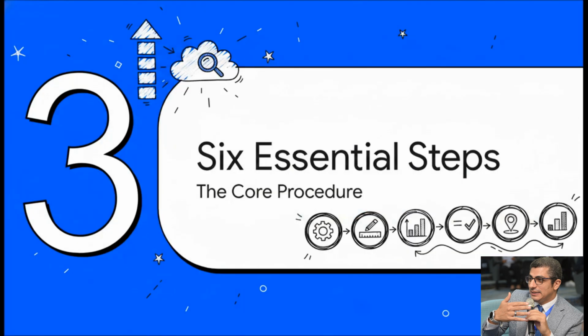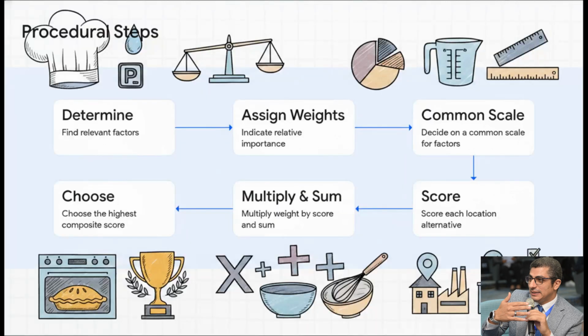Section 3. The 6 essential steps. Here's the core theory that is for sure going to be on your final exam. The 6 procedural steps. I want you to treat these 6 steps just like a cooking recipe. First, we gather our ingredients. We determine which factors are relevant, like water supply or maybe parking. Second, we decide how important each ingredient is by assigning weight. Third, we decide on a common measuring cup. Think of this as a common scale, like 1 to 100.